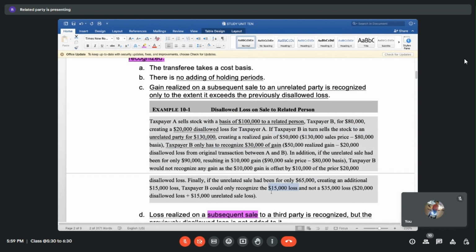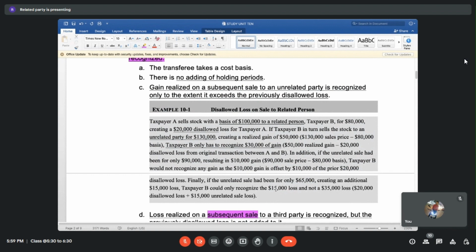How did we come up with 15,000? Or anybody else can answer that. 80,000 minus 65? Perfect. Some of the questions will be very straightforward, so don't get confused if I'm asking, because it is not mentioned here. The 15,000 loss will come because B has paid 80,000. Now B is selling it for 65. So 15,000 loss.